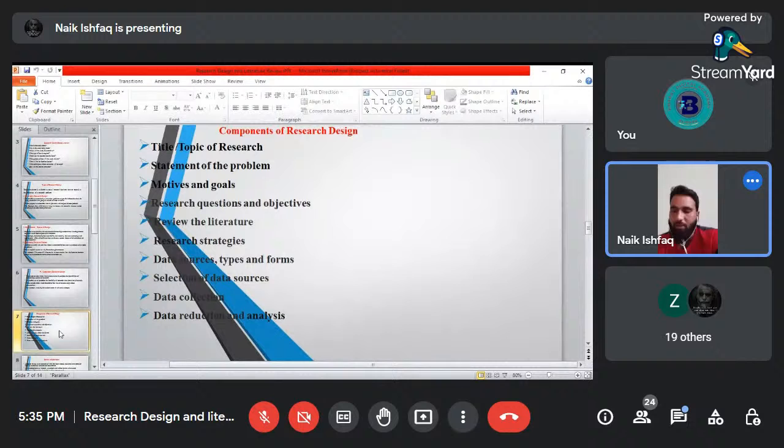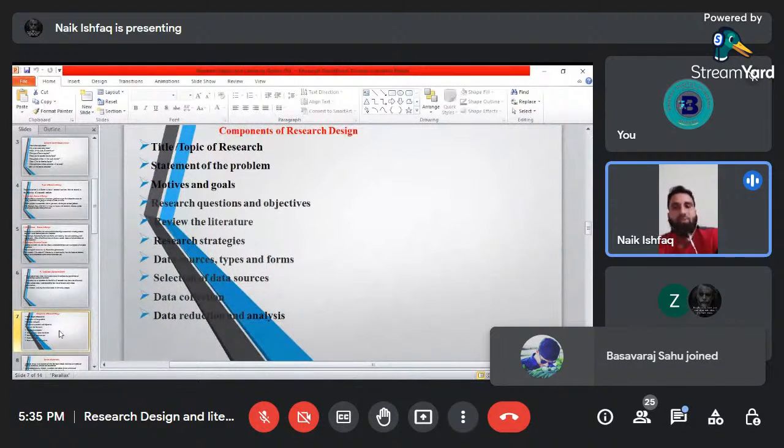All the research activities are directed toward answering the research questions, such as what questions, why questions, and how questions. What seeks descriptions, why seeks explanations, and how questions seek interventions and change.